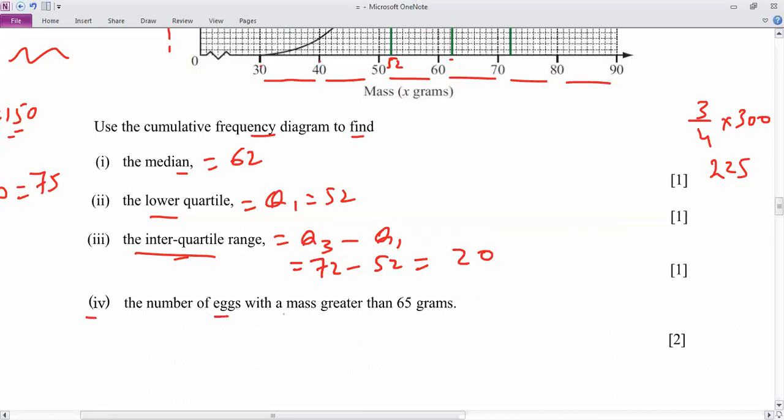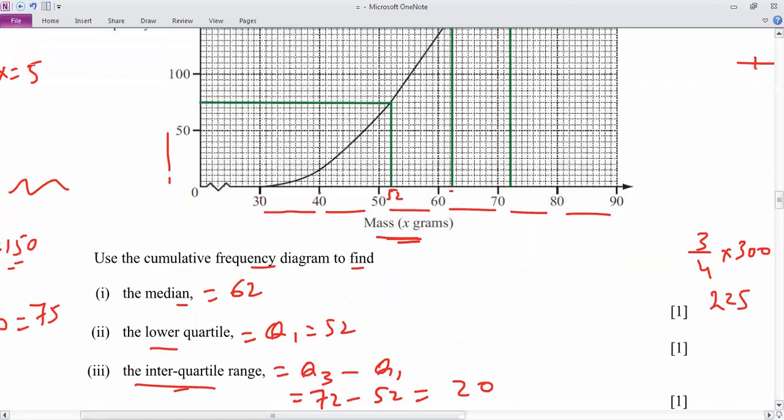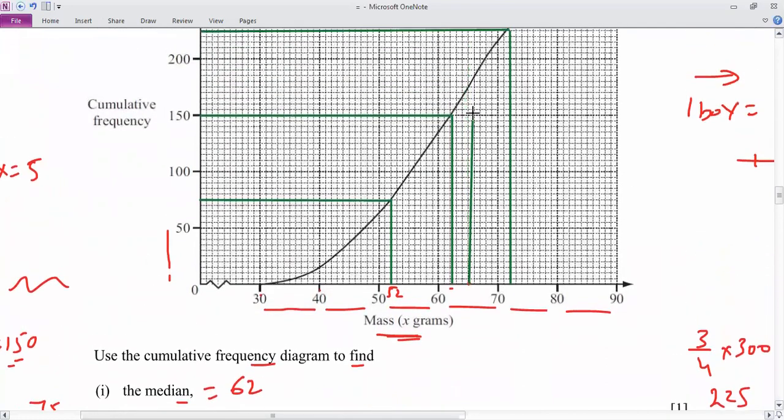Then the number of eggs with a mass greater than 65 grams. Now grams are on this side. Where is 65? This is 65. 62, 3, 4, and 5. This is 65, yes. So from 65, draw the line where it touches the curve. And then here it will. What is this number? We know each one is 5, 5. 55, 60, 65, 70, 75.